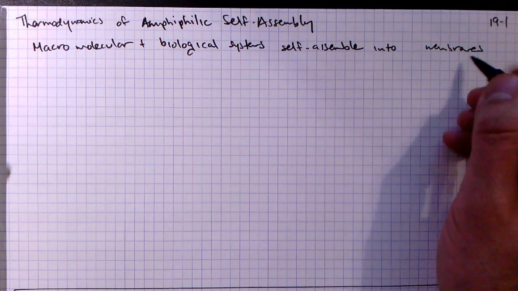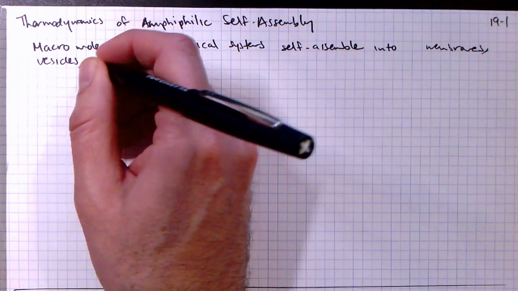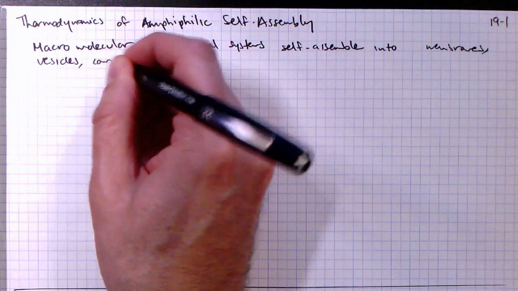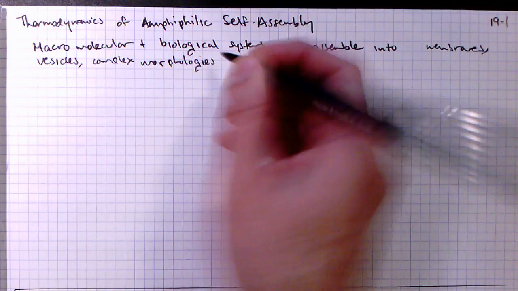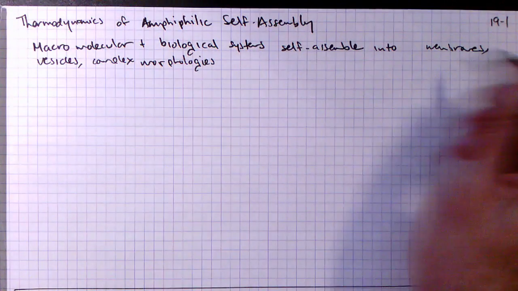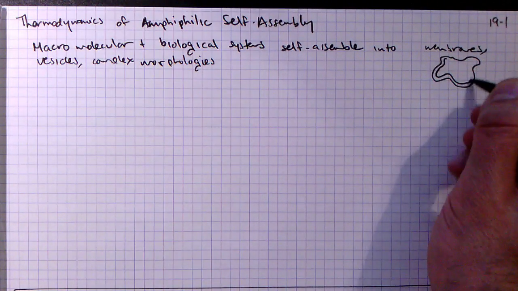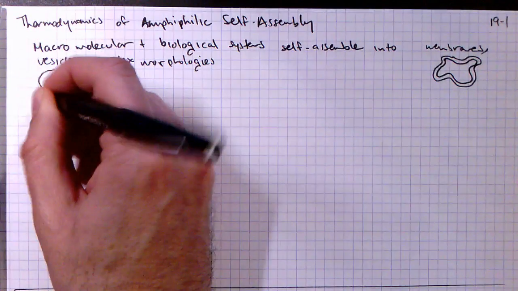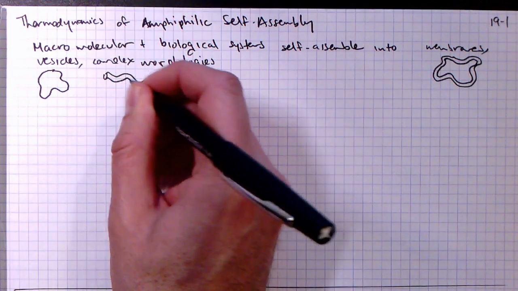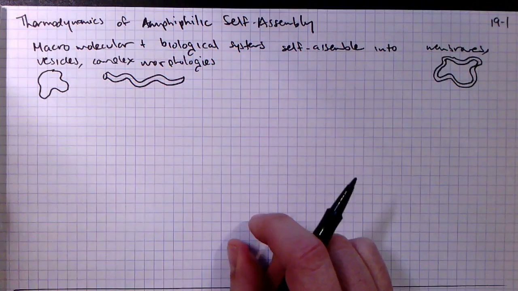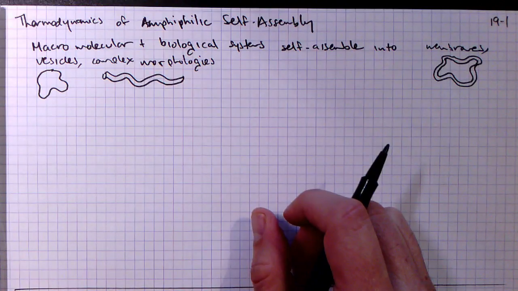right, which are obviously important for cell structures, vesicles, which are a little bit less complex than membranes, and other complex morphologies. So that can include worm-like structures. You can have membranes, which typically have maybe a double layer associated with them. You can have vesicles that are just some kind of surface. You can have worm-like structures like tubes that form. All kinds of different morphologies can be created spontaneously by biological molecules or by amphiphiles.